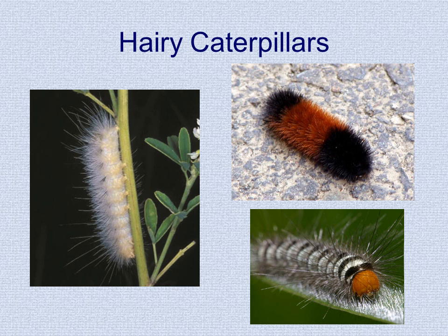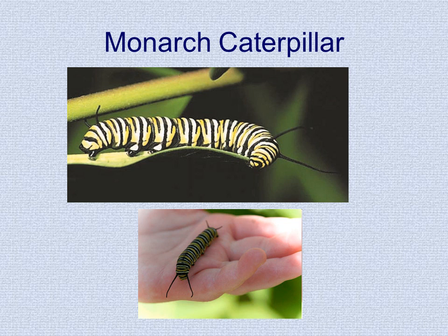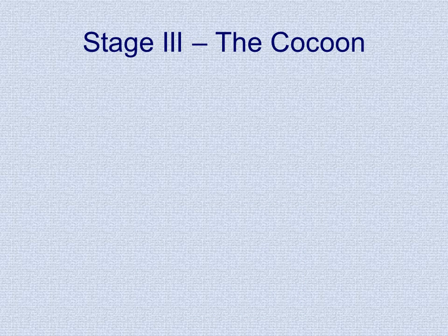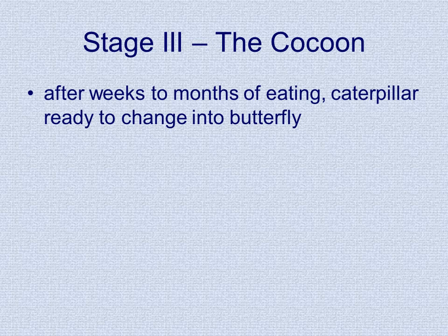These are some different caterpillars. These are different hairy caterpillars, probably that way to keep them from being eaten by other animals. And then there's our monarch caterpillar that we're going to be talking more about. Very beautiful striped caterpillar. Stage 3 is the cocoon.